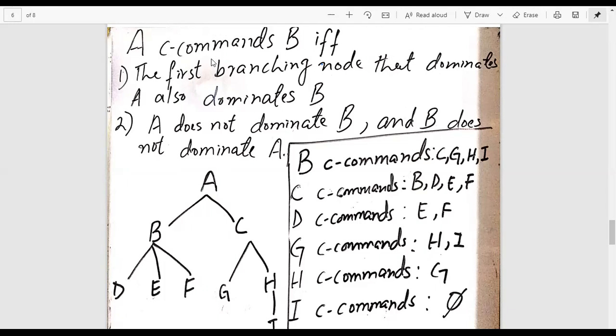The condition is the first branching node; here we have this one as the first branching node. All right. In the A, B, C case, we have this first branching node. So the first branching node that dominates A also dominates B. So this first branching node dominates B, and it also dominates C, right? We have just changed the terms because we have different labels here in the diagram than in the definition, right? So here what happens, this is the first branch, and it dominates B and it also dominates C.